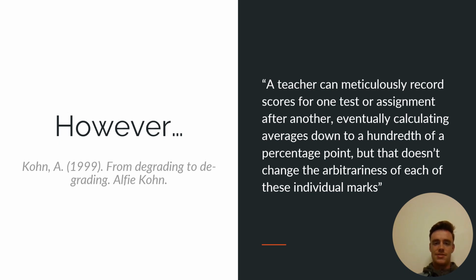Alfie Kohn, one of the most forefront authors and writers on this subject, a graduate of Brown University and the University of Chicago, wrote that a teacher can meticulously record scores for one test or assignment after another, eventually calculating averages down to 1/100th of a percentage point, but that doesn't change the arbitrariness of each of these individual marks. So even if you get super specific, super down to every single thing perfectly right, it still comes down to the subjectivity of the teacher. We're never really going to be able to fully fix everything in the grading system with just some small changes here and there. This is going to require a major overhaul.